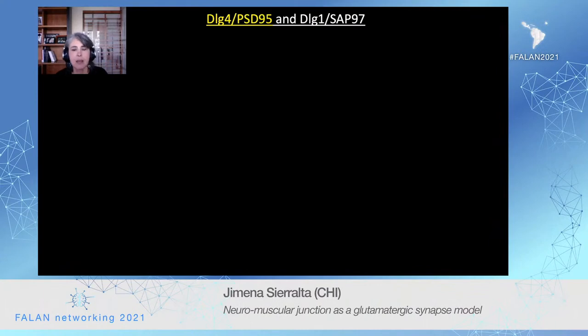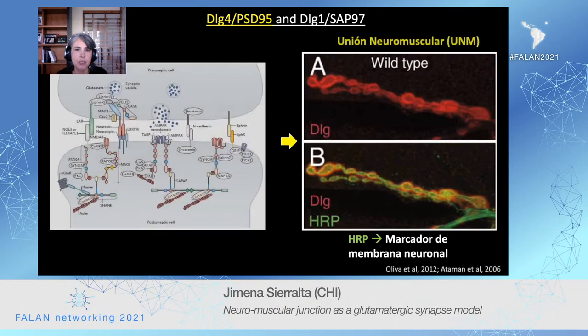In mammals and in Drosophila as well, DLG proteins are present pre- and postsynaptically in all glutamatergic synapses.